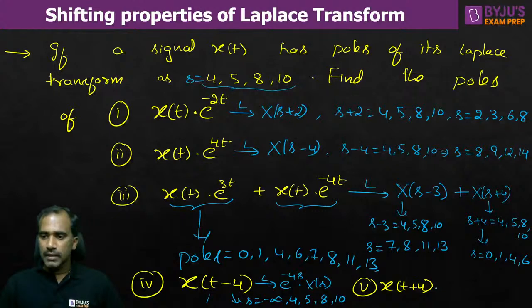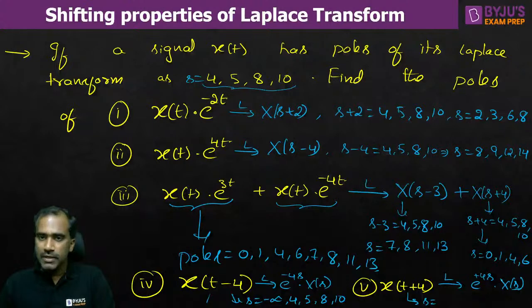Right. How about this one? First find the Laplace transform of this one. It is e power plus 4s into x of s. So what are the poles for this one? Earlier we know 4, 5, 8, 10 are the poles of x of s. Along with that there is an extra function e power 4s. If there is any confusion, try to understand it. Poles 4, 5, 8, 10 means x of s has in the denominator s minus 4, s minus 5, s minus 8, s minus 10. Along with that e power 4s is there. Because of e power 4s, there is a new pole that is created at plus infinity.